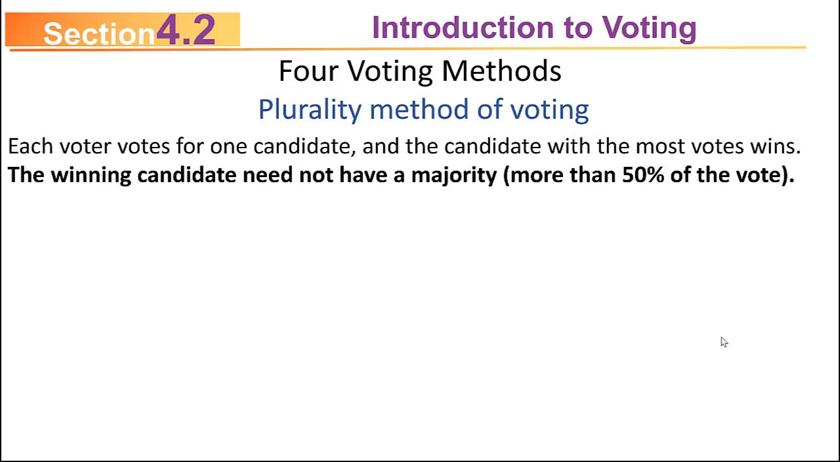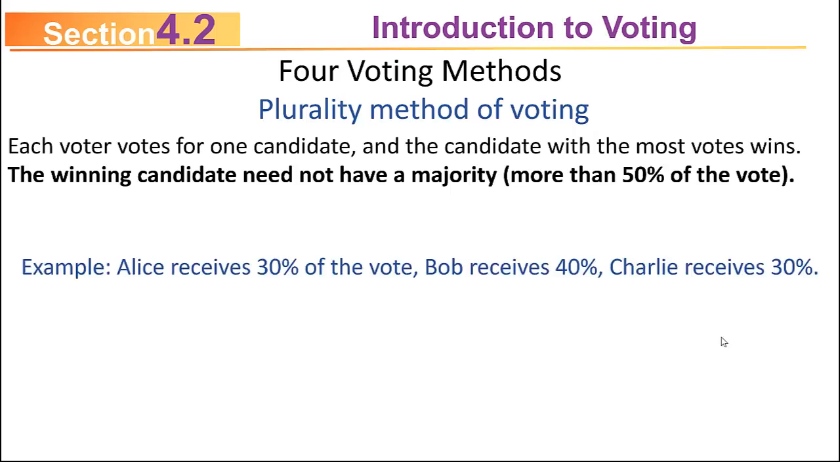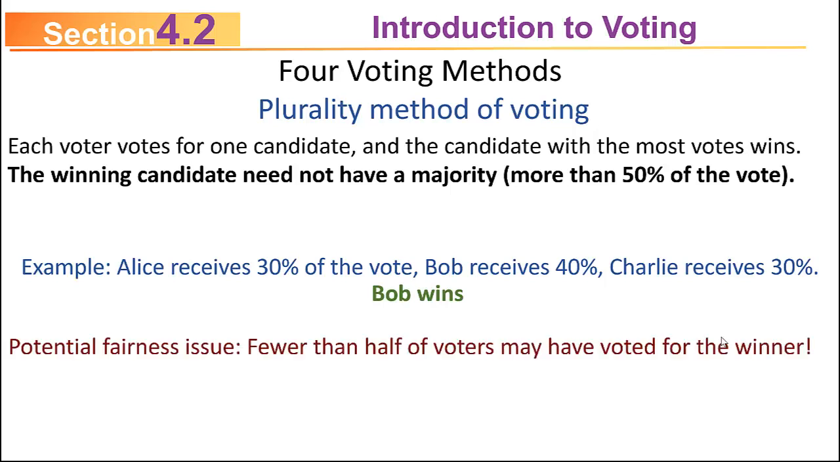The winning candidate does not have to have a majority, which would be more than 50% of the vote, only the most votes. So for example, if Alice got 30% of the vote, Bob got 40% of the vote, and Charlie got 30% of the vote, then Bob would win, even though Bob does not have a majority of the vote. There's a potential fairness issue here, and that is, if Bob wins with 40% of the vote, he did not have a majority of voters behind him.